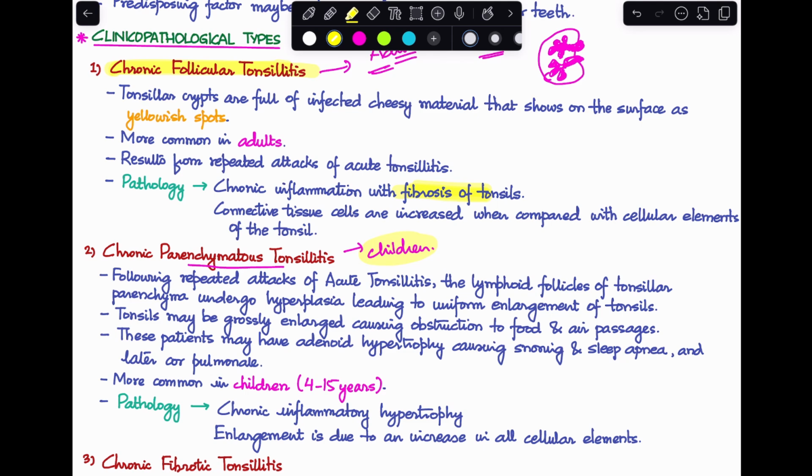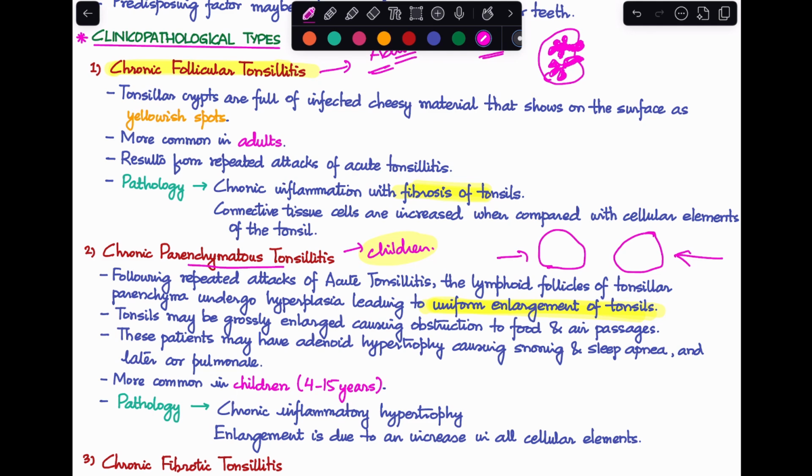So the tonsil has lymphoid follicles in the tonsillar parenchyma. After repeated attacks of acute tonsillitis, these lymphoid follicles start undergoing hyperplasia, leading to a uniform enlargement of the tonsil. So, what you see here is that the tonsil on both sides gets uniformly enlarged because of this hyperplasia of the lymphoid follicles.